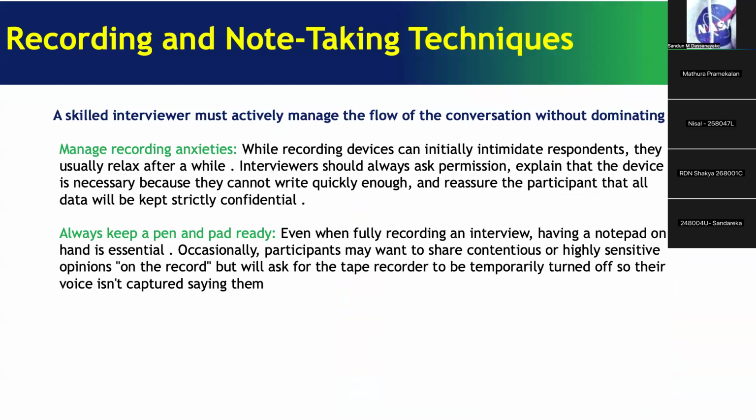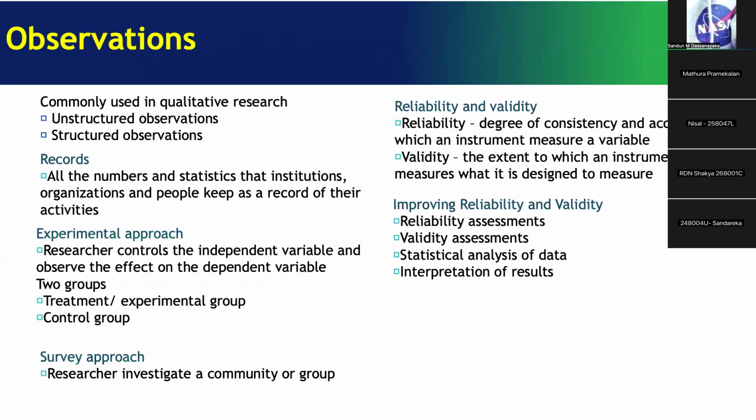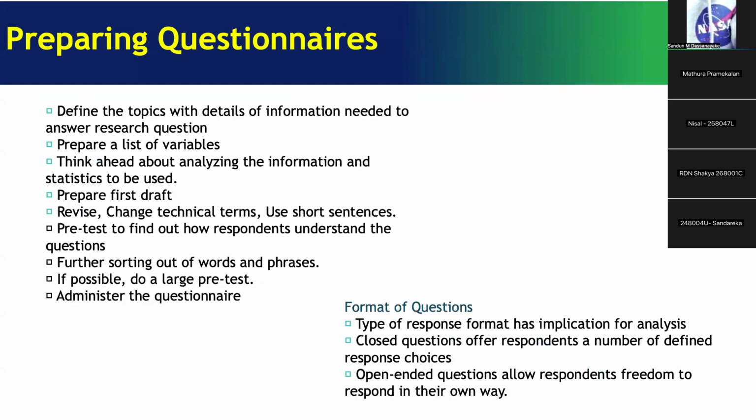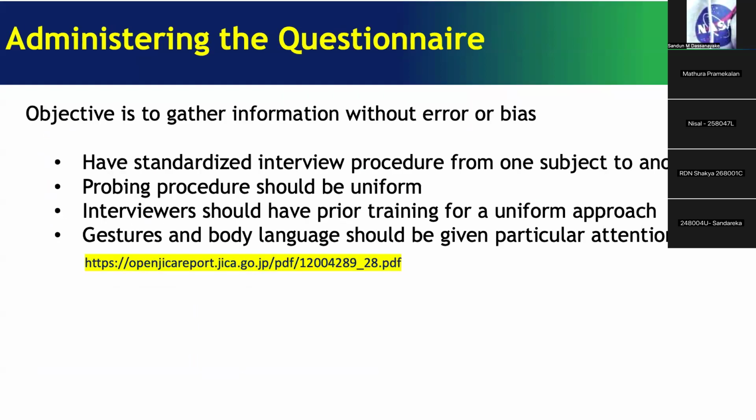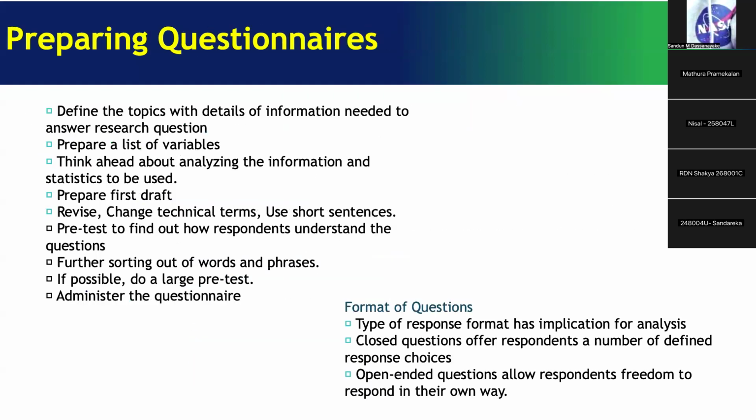A recording device is important because when you're talking to someone, keeping eye contact while writing might be intimidating. The person might think that you are interrogating him or her. But if you manage your eye contact and keep the recording device, you have a natural conversation. So observations, records. These are some slides that I want you to read, so I will put this and upload.